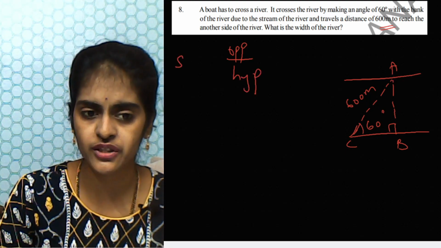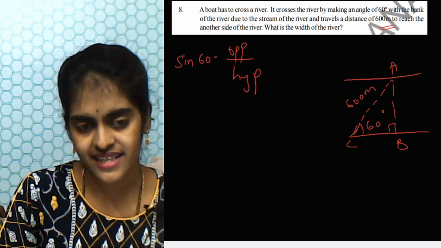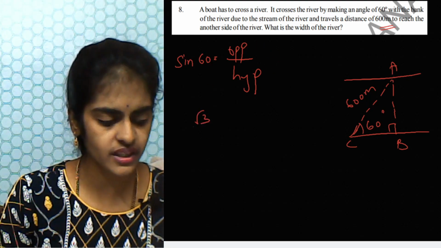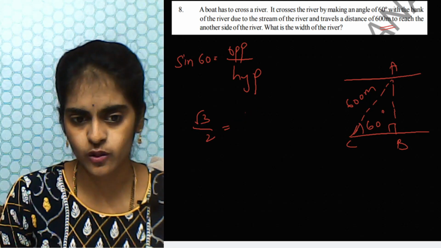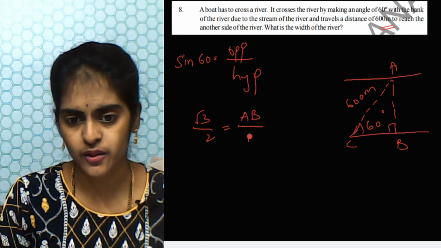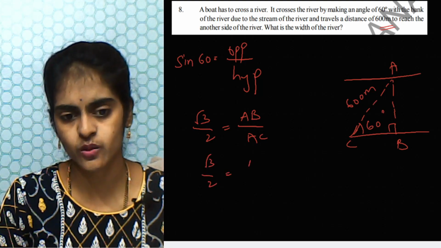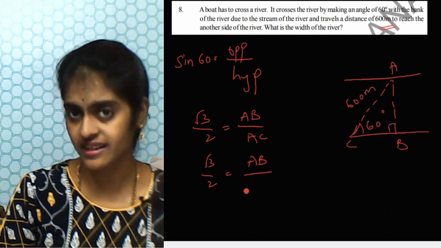So which value am I going to take? I'll take sine value. Sine 60 is nothing but opposite by hypotenuse. So sine 60 is root 3 upon 2, the opposite side is AB, by hypotenuse, which is AC. So root 3 upon 2 is equal to AB, the value we have to find out, that is the width of the river.